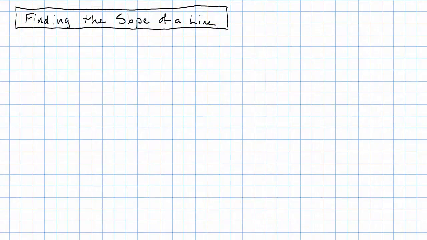Let's take a moment and recall how we find out the slope of a line. There are several methods we've learned for finding the slope of a line, and we can use any of them depending on the situation that we're in.